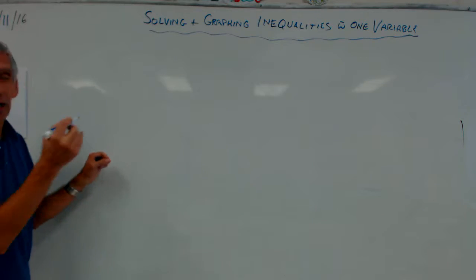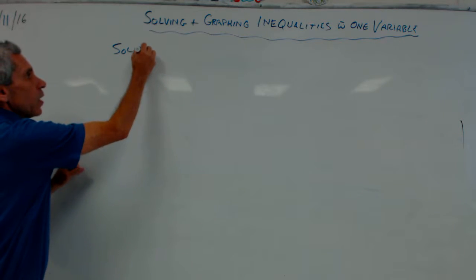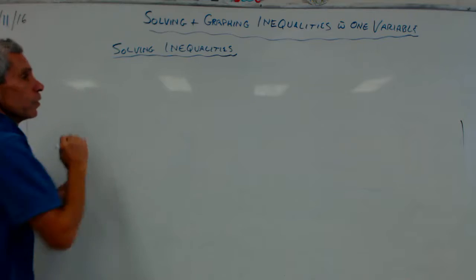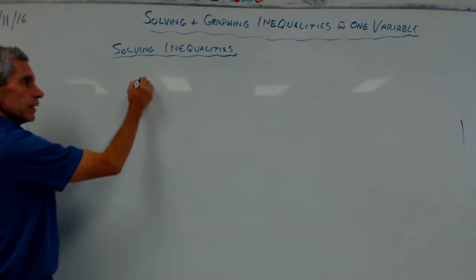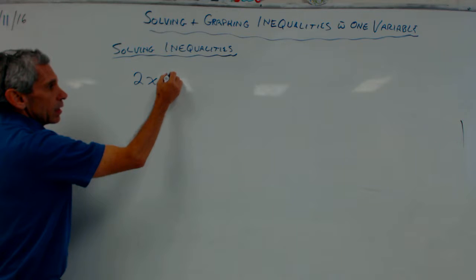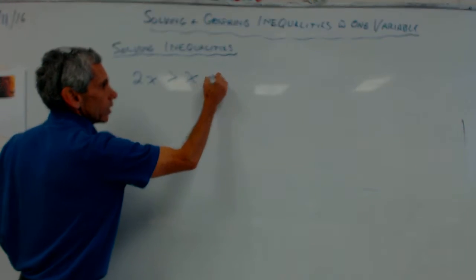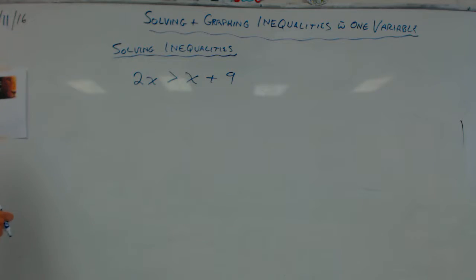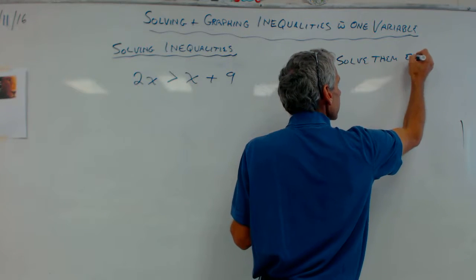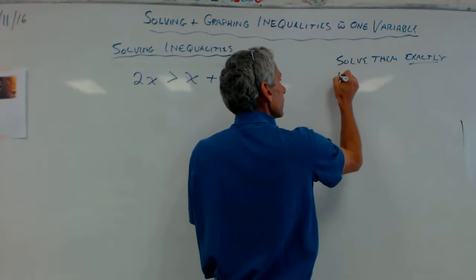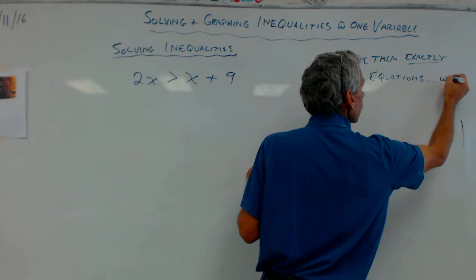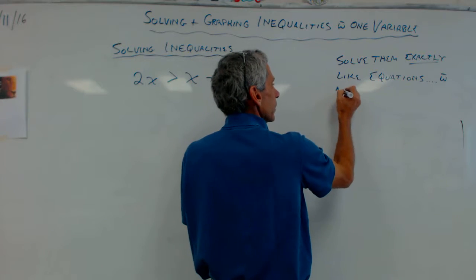All right. So now we've got to talk about solving inequalities. I don't know yet how many people already know this, so I'm just going to do it. But if I gave you something like this, 2x is greater than x plus 9. This is the rule. Solve them exactly like equations, with one exception.